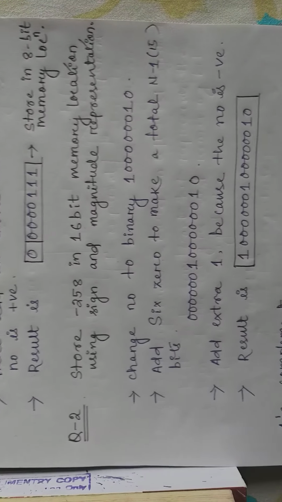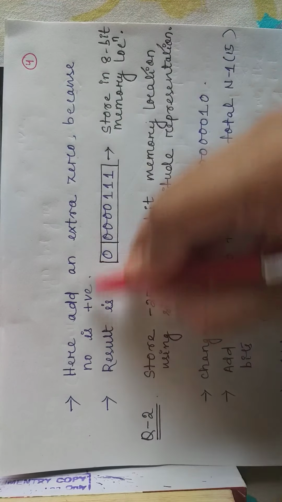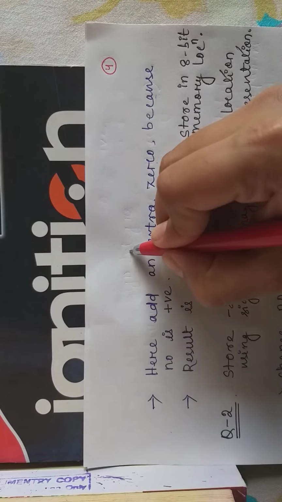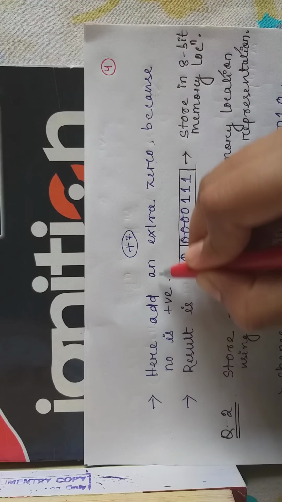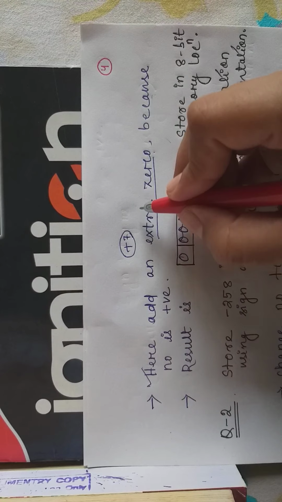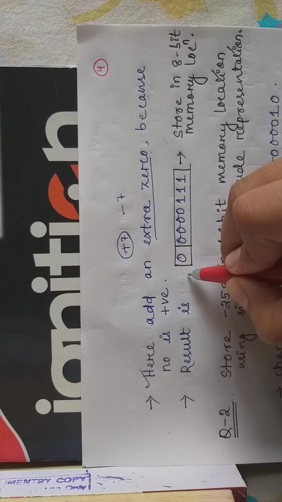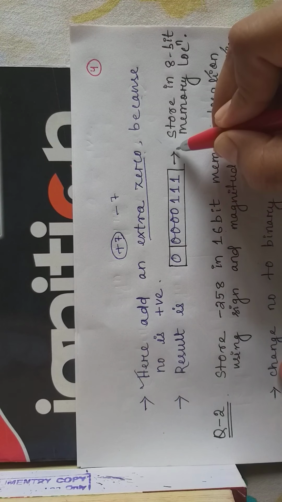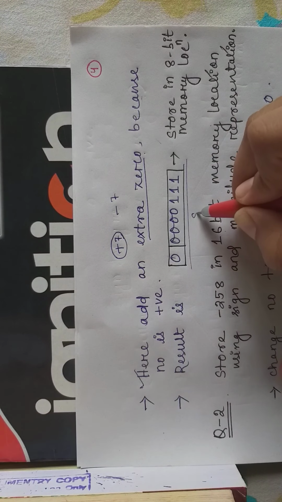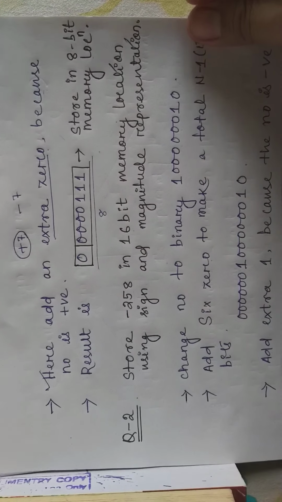In the next step we add the extra zero, because the number is positive, as our number is plus 7. The last step is to add an extra 0. If the number is negative, minus 7, here we will add 1. That means the total is 8 bits, and finally we store it in the 8-bit memory location.